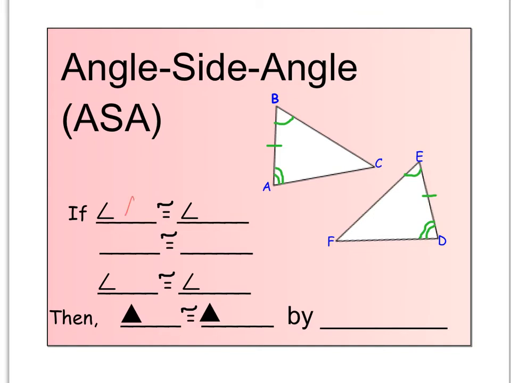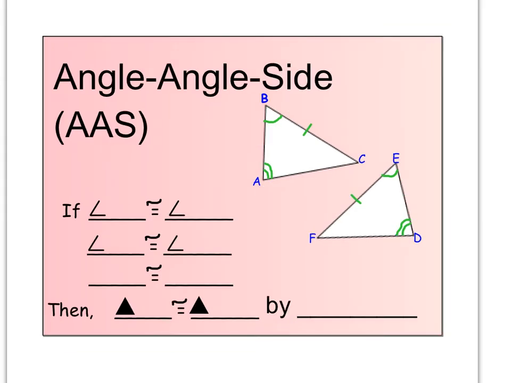So in this case, if angle A is congruent to angle D, they both have two little curves, and side AB is congruent to side DE. Again, order matters. I started at A with two curves and went to B with one curve. So then I have to do the same thing over here. Start with the two curves, go to the one curve. And then finally, if angle B is congruent to angle E, then that's going to be enough to say that triangle ABC is congruent to triangle DEF, and it's by angle-side-angle.